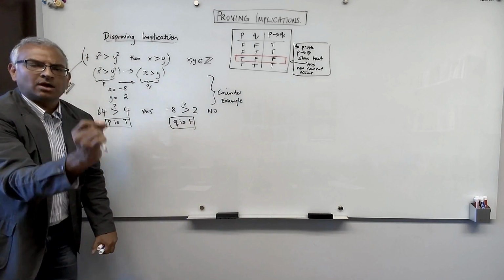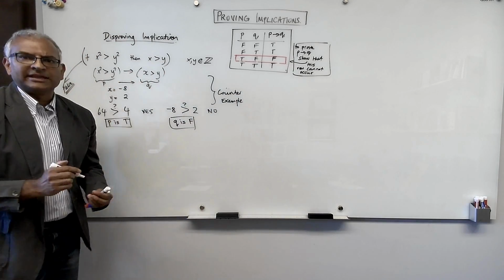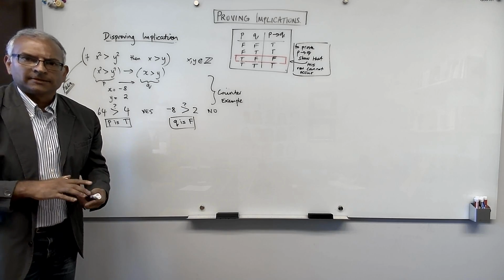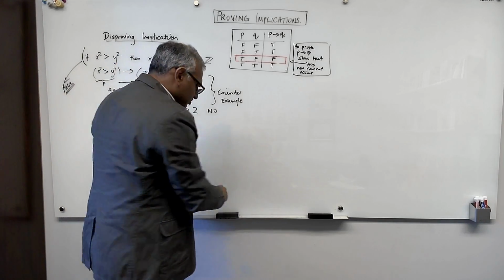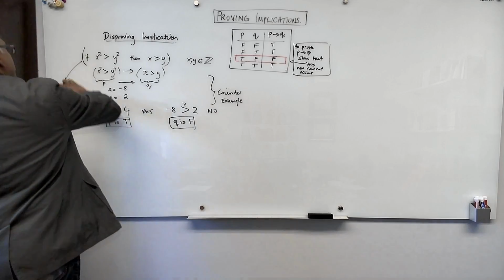A single counterexample suffices to show that an implication is false. Okay. Let's talk about equivalence. We discussed equivalence last time, so let's talk about it now in the context of proof.